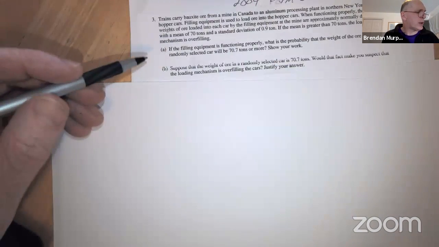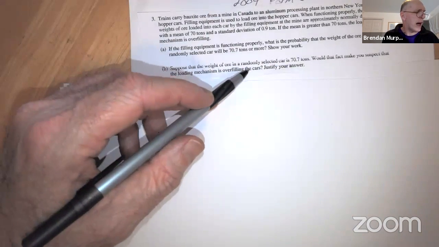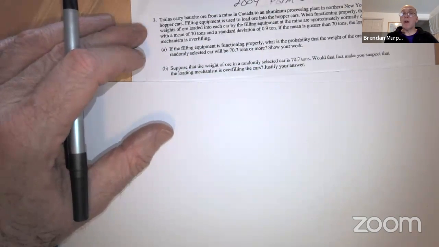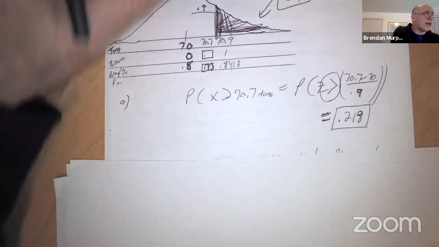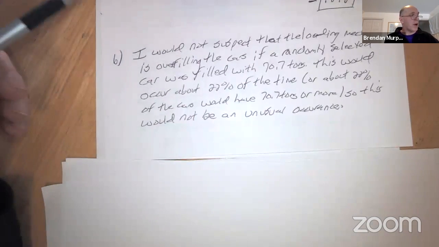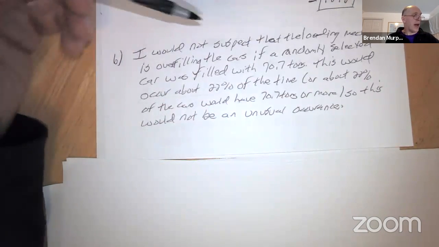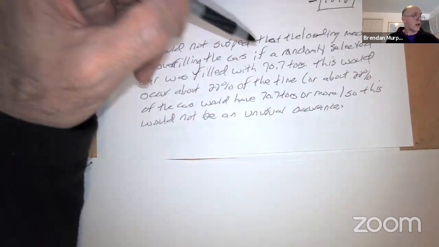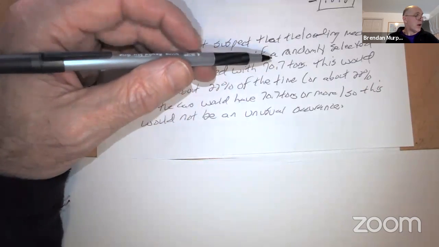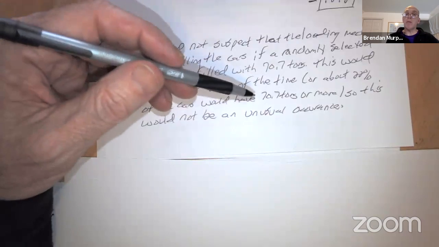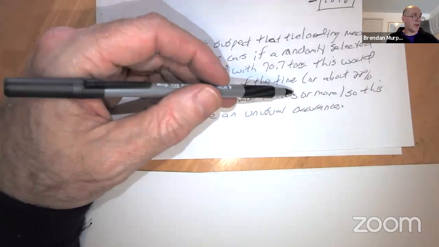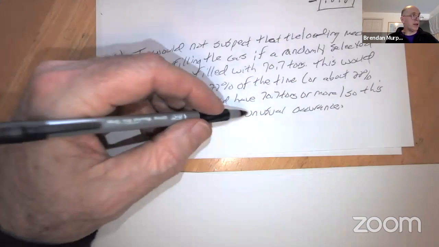Would that fact make you suspect that the loading mechanism is overfilling the cars? Justify your answer. Well, 70.7 tons is clearly more than the 70 tons, but we know it's going to vary, and they said it's approximately normally distributed. So I would not suspect that the loading mechanism is overfilling the cars if a randomly selected car was filled with 70.7 tons. This would occur about 22% of the time, or about 22% of the cars would have 70.7 tons or more. So this would not be an unusual occurrence.